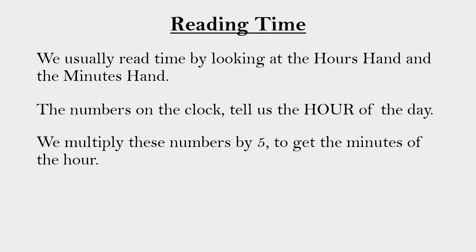Now, if you take the numbers on the clock, 1 right up to 12, and multiply them by 5, you'll get the minutes of the hour. So for example, if the big hand is on 3, then you multiply 5 by 3 and you've got 15 minutes. If the big hand is on 10, then you multiply 5 by 10 and you get 50 minutes. And so on and so forth. If it is on 7, you multiply 7 by 5 and you get 35 minutes.